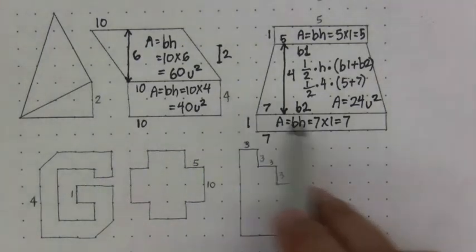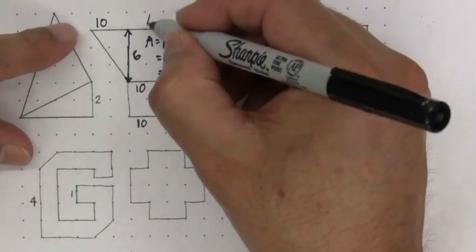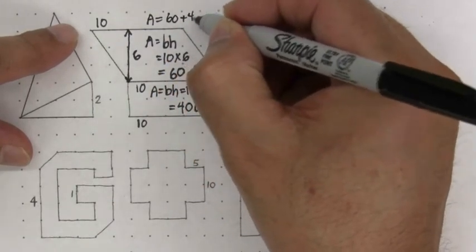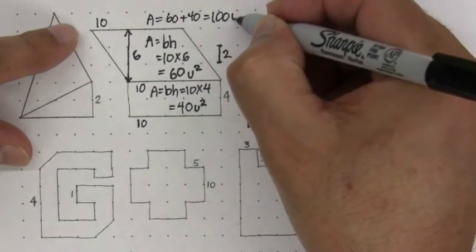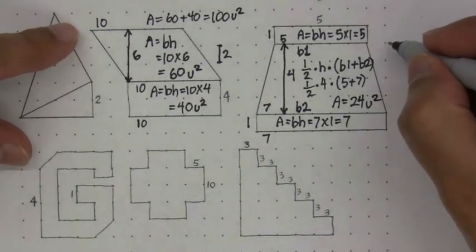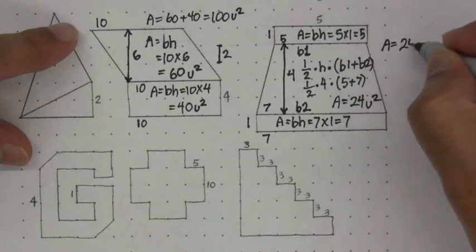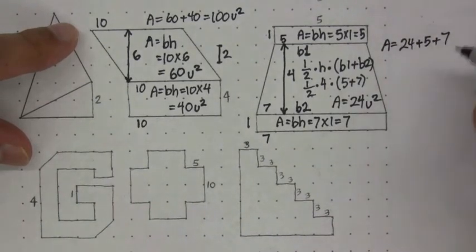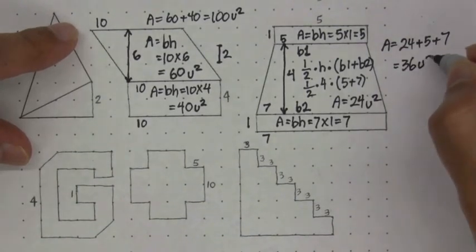We are normally asked to find the areas of the whole shape. So this one is going to be 60 plus 40, or 100 units squared. And this other shape here is going to be 24 plus 5 plus 7. That is 36 units squared.